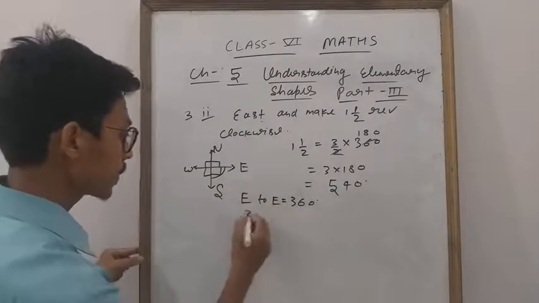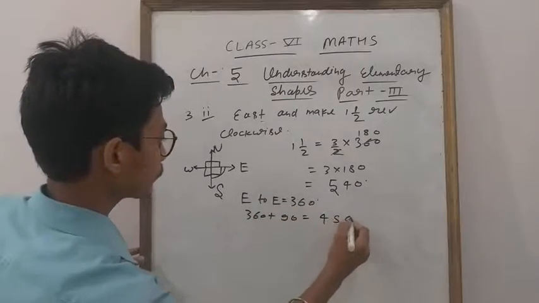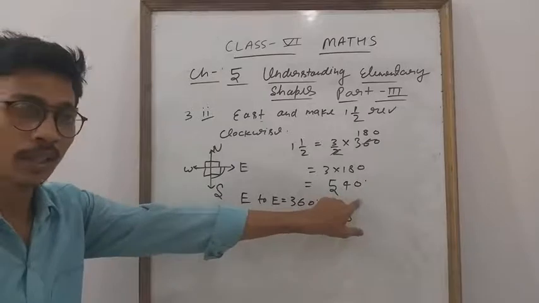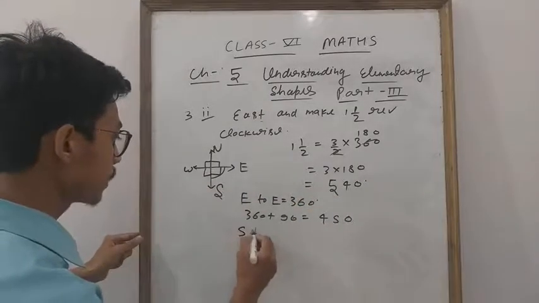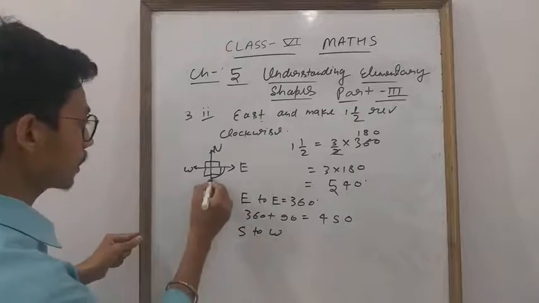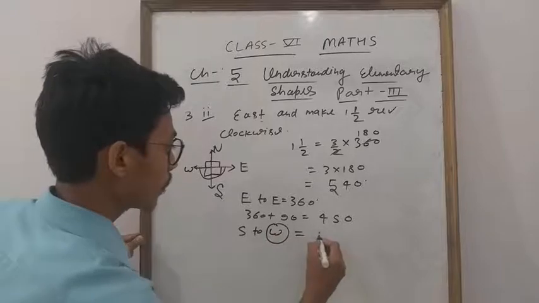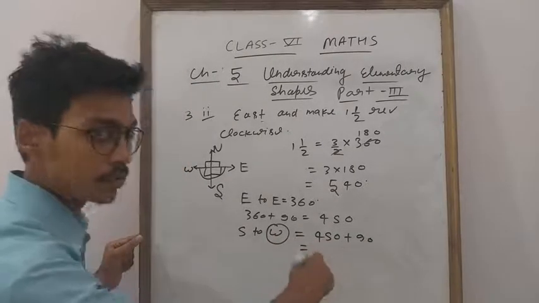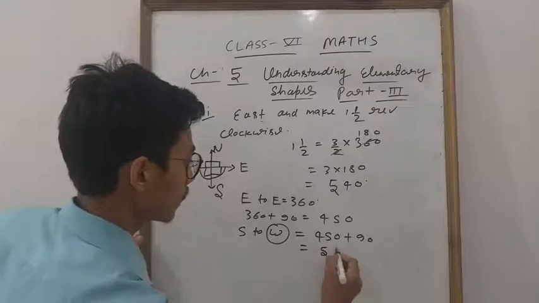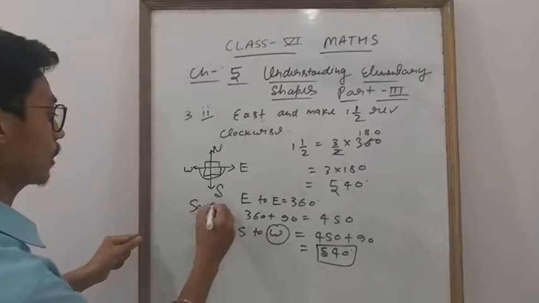So then 360 plus 90, it will come what? 450. But we have to find out 540. Again you will move south to west, here to here. So finally when you move till west, you will get 450 plus 90. It will come 540 degrees. So your answer is what? Your answer is south. Okay everyone.